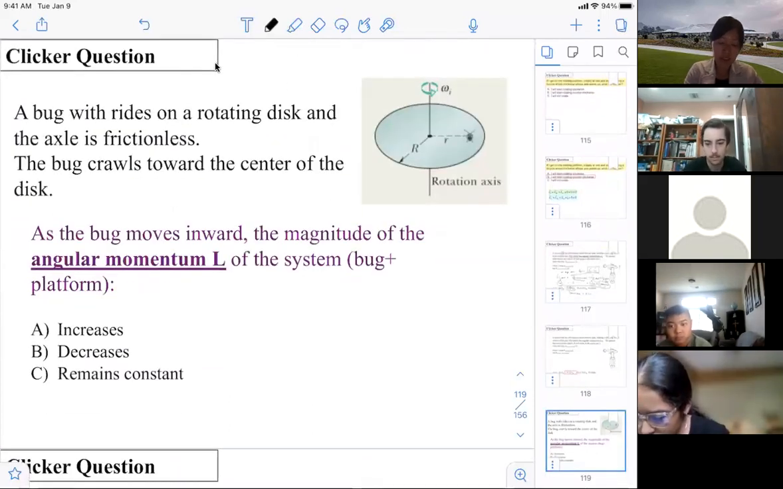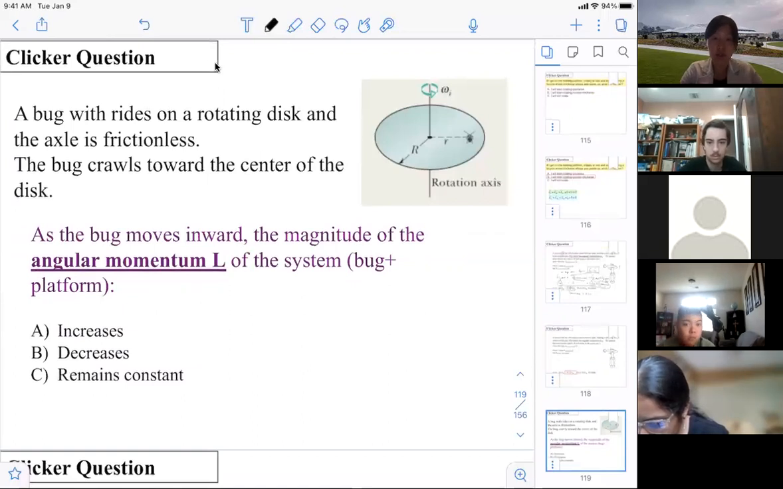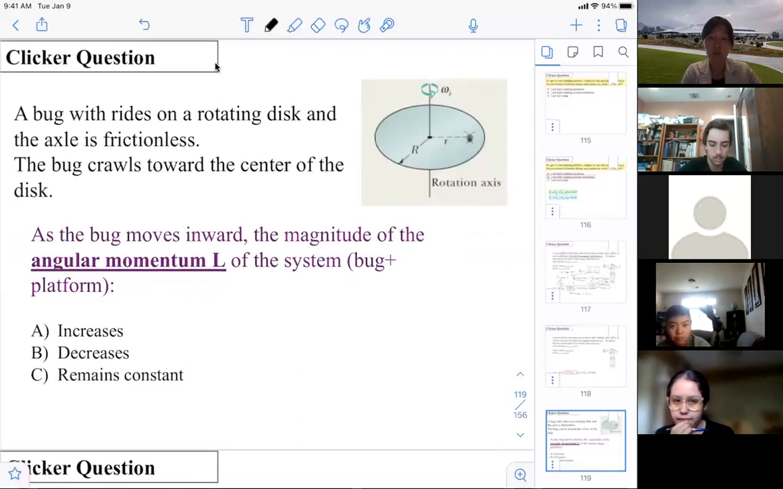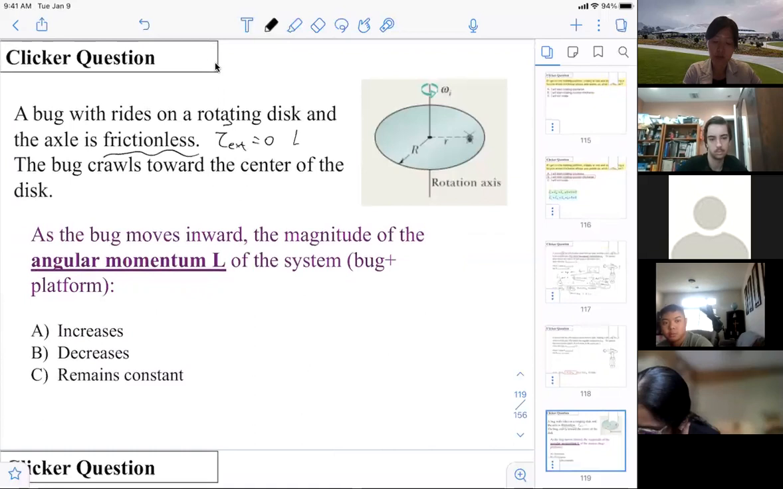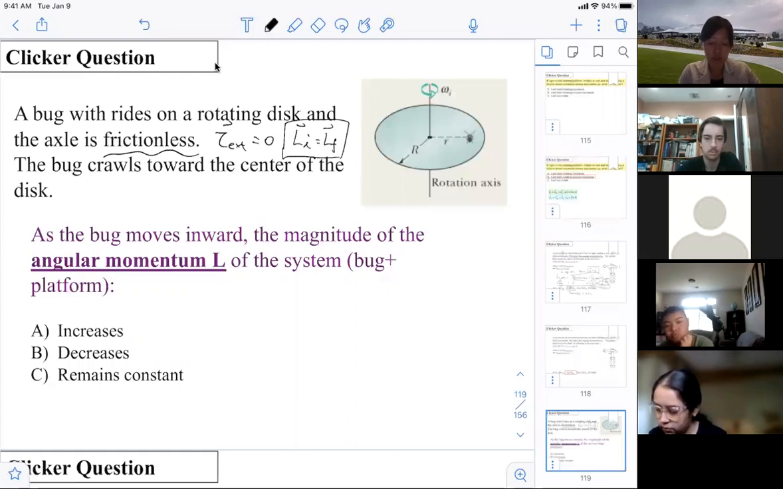All right, so let's look at another question, also having to do with the conservation of angular momentum. We have a bug that is sitting on a rotating disc. Again, we are assuming no friction so that we can say the external torque is 0, which means the angular momentum is a constant. That is the condition for using conservation of angular momentum in this format. Now the bug starts to crawl toward the center of the disk.